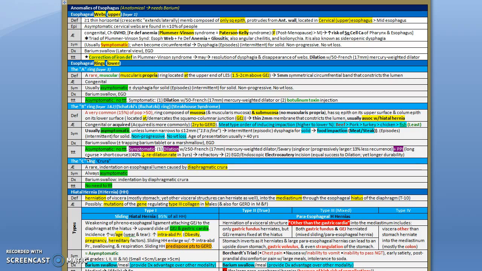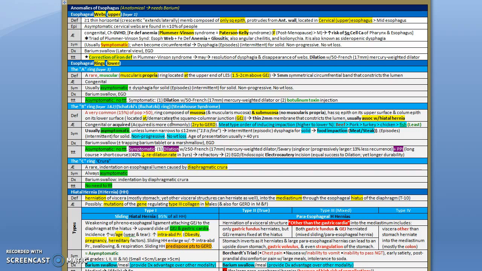Three types of rings we have: the A, the B, the C. The most important one is the B ring. Remember, the Germans type the S as a P, as a pita. So remember, P is a S, so Schatzki ring. Another hint here is called the steakhouse syndrome.